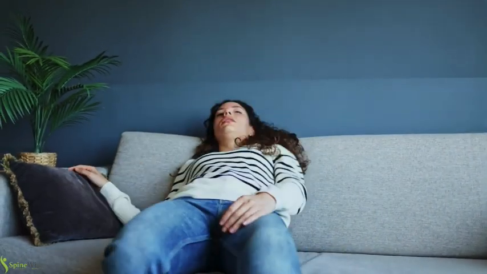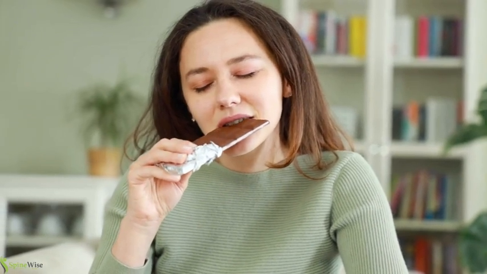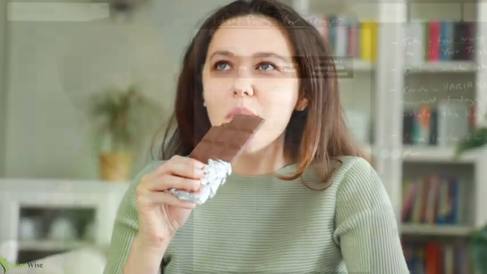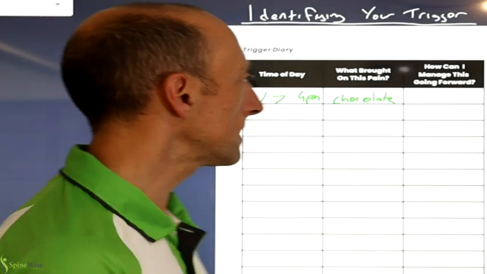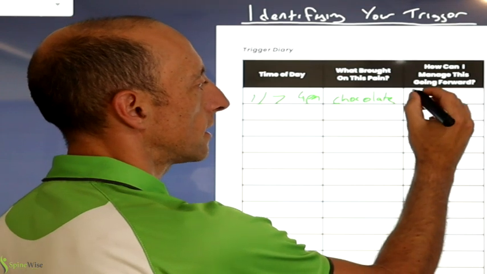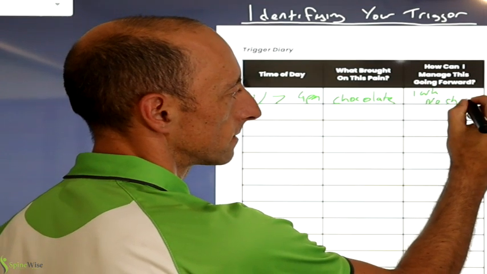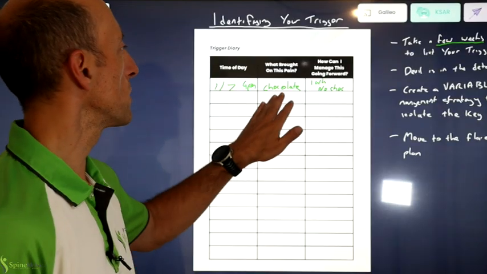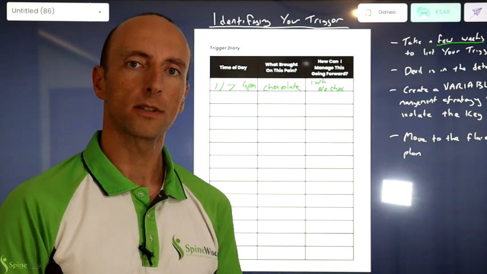So what brought on this migraine? So I had a migraine and it was brought on simply after I ate chocolate. So chocolate. An hour later, I got the migraine. So how can we manage this going forward? What we're basically going to do is for the next week, 1 week, no chocolate. That's our management strategy. So we're going to eliminate this as a variable and we're going to monitor it.